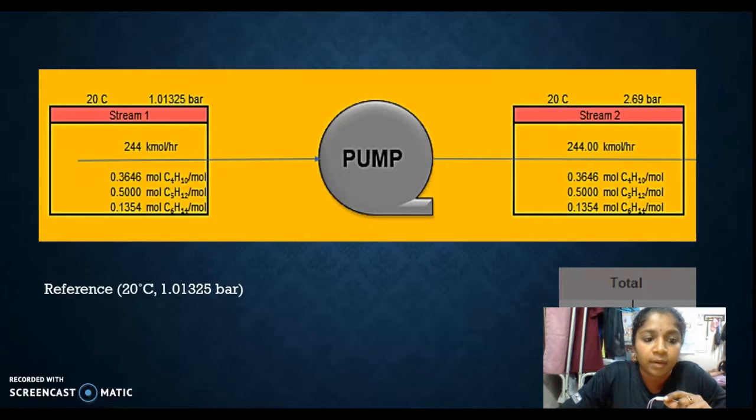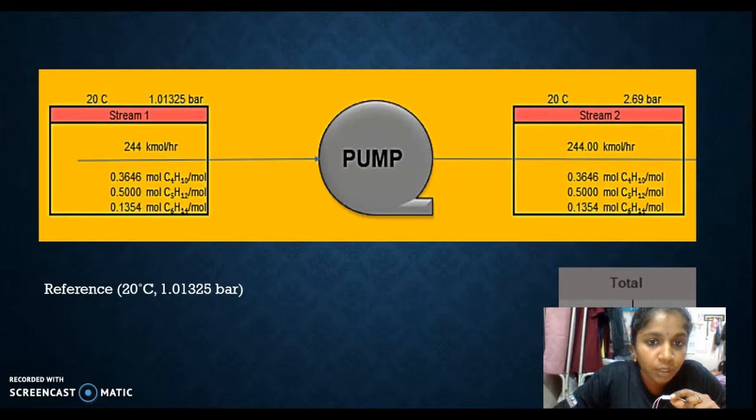Okay, the function of pump. In every plant, raw material input should be in standard condition, which is 1 atm pressure and 25 degrees Celsius. Pump is used to pressurize the standard condition naphtha, feed naphtha, before it is charged into heater.